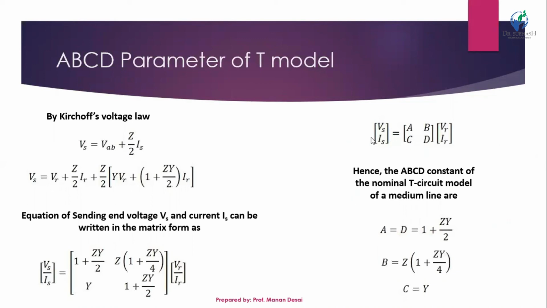So ultimately in this form we derived the ABCD constants of the nominal T circuit method. A is equal to D, see both are the same. A is equal to D is equal to 1 plus ZY by 2, B is equal to Z times 1 plus ZY by 4, and C is equal to Y. So I hope you understand the ABCD parameters of the T model. Thank you.